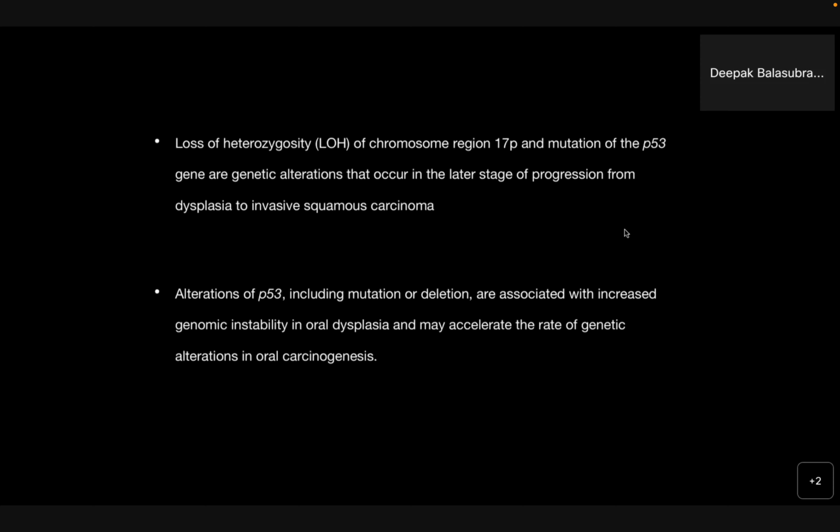So how do you see when something is going to progress from dysplasia? The progression is seen when there's loss of heterozygosity of 17p and mutation of P53. Alterations of P53, whether it's a mutation or deletion, lead to increased genomic instability and may accelerate the genetic alterations in oral carcinogenesis. Now, we don't do these things routinely in clinical practice, but these are some of the markers that tell you whether a pre-malignant lesion or dysplasia is going to transform into a malignant lesion.